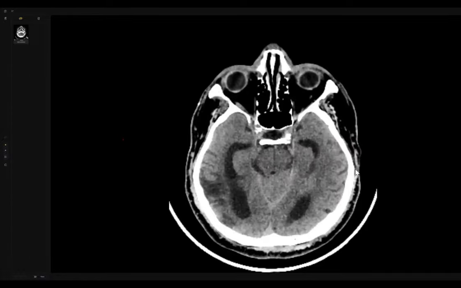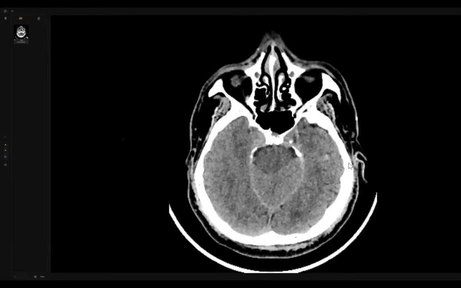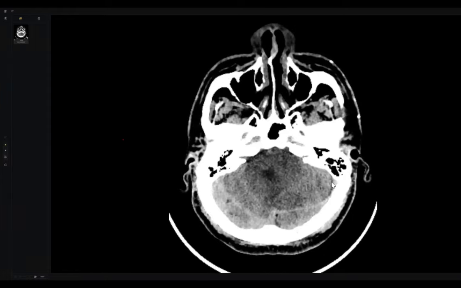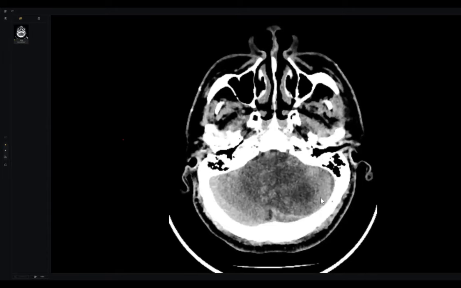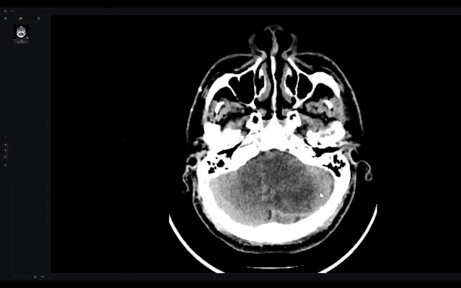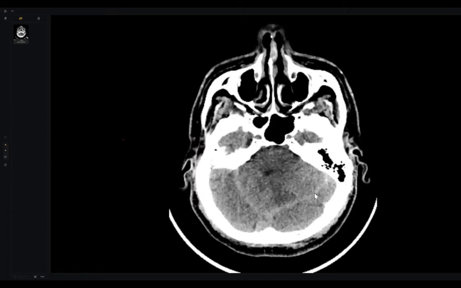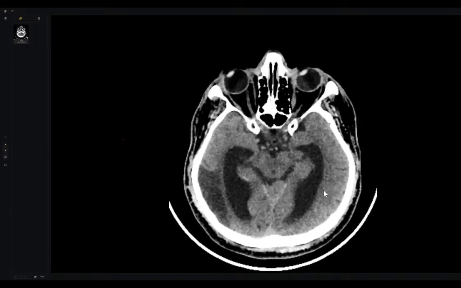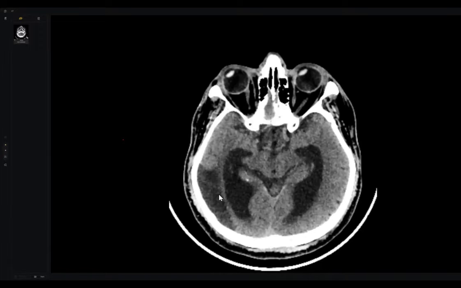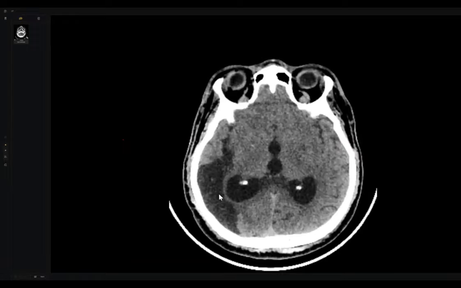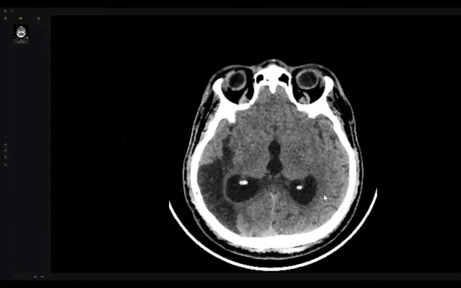The ventricles appear dilated. There is evidence of a hypodense lesion on the right side of the brain. What is your differential? So this could be an infarct or this could be encephalitis. Okay. And what about the cerebellar lesion, sir?